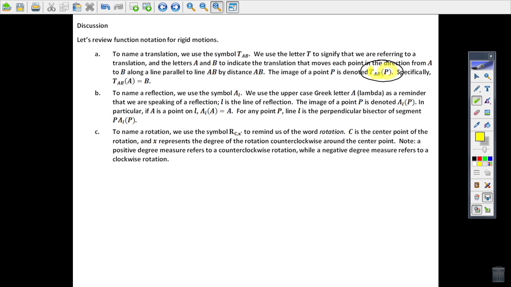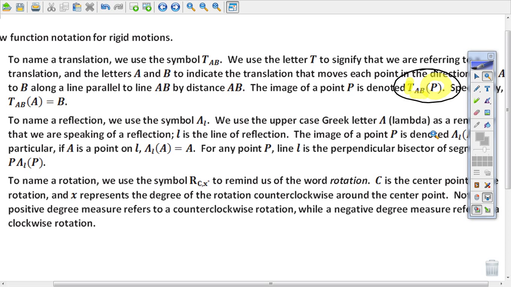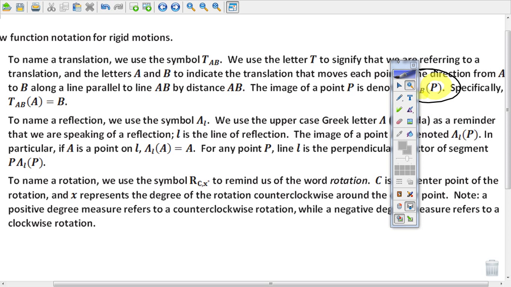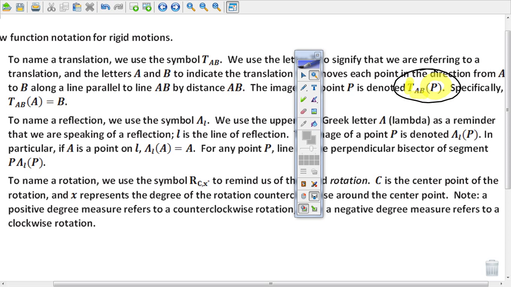We also talked about a reflection, and we used the symbol lambda, which is an upside down V. And if you remember underneath there, when we name a reflection and we use that symbol lambda, we are writing a little l below it. That little l represents the line of reflection that I'm using. The image of a point P is denoted as lambda of little l, and I'm applying point P to it. So if A is a point on the line, then lambda l of A would equal A. Because if it was already on the line to start with, it's going to stay on the line of reflection to end with, right?